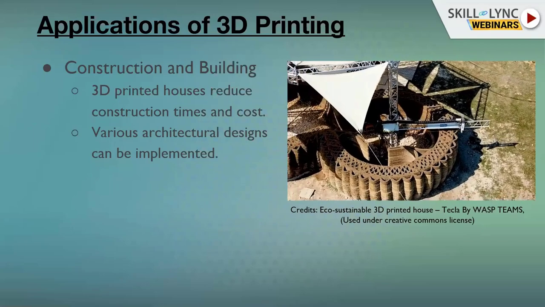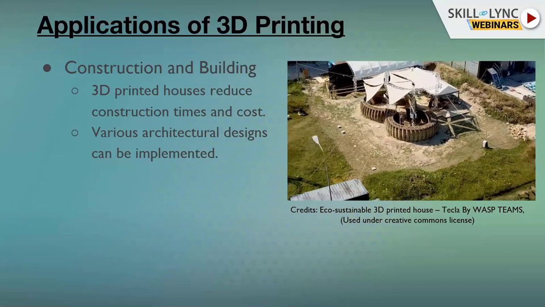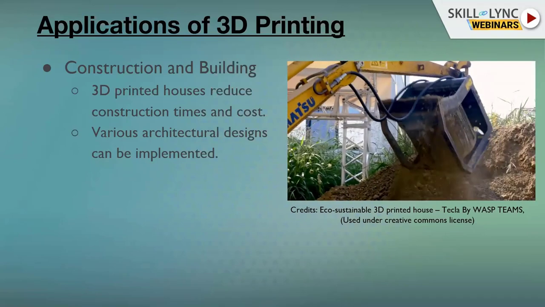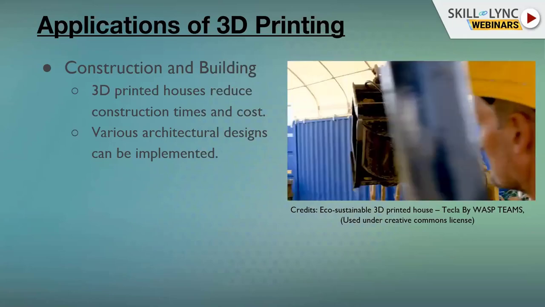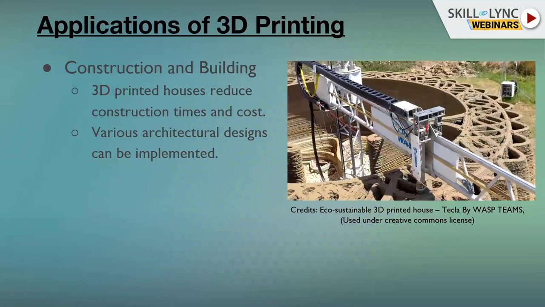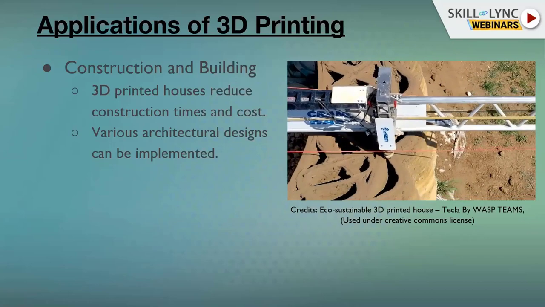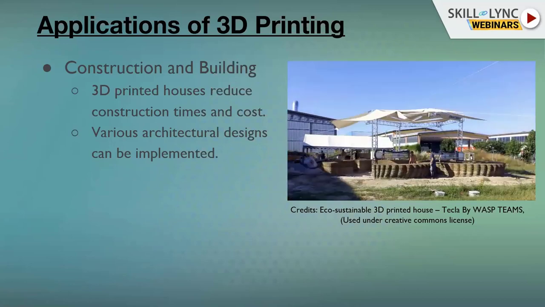Now, in this case, I think they're using a very eco-sustainable material, which is very good for the environment. And if you just noticed in the video itself, the walls are not completely solid, they're actually hollow. And these kinds of things are almost impossible to do with conventional processes. So you see the complicated designs that you can use to actually build a house.